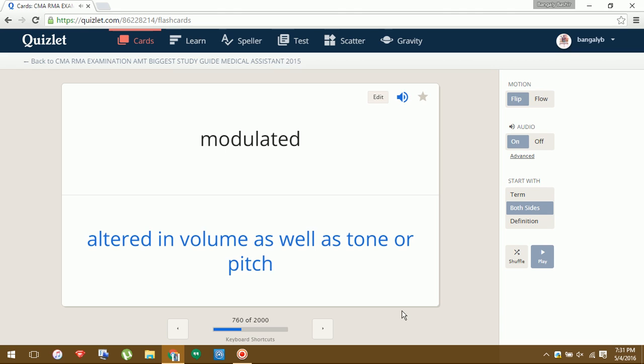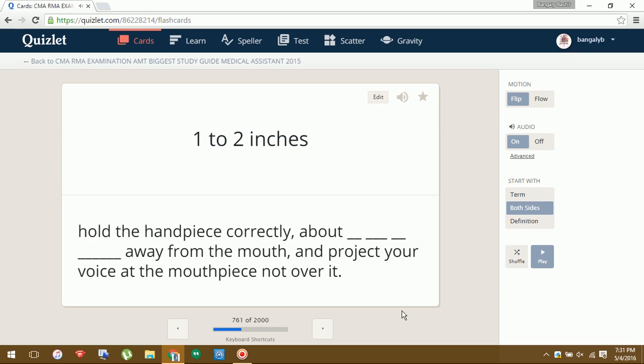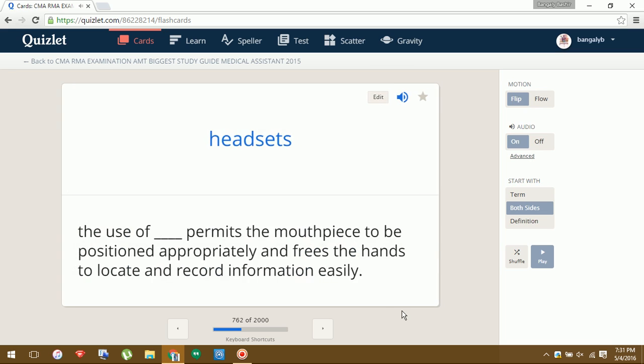Modulated. Altered in volume as well as tone or pitch. 1 to 2 inches. Hold the handpiece correctly about 1 to 2 inches away from the mouth and project your voice out the mouthpiece, not over it. Headsets. The use of headsets permits the mouthpiece to be positioned appropriately and frees the hands to locate and record information easily.